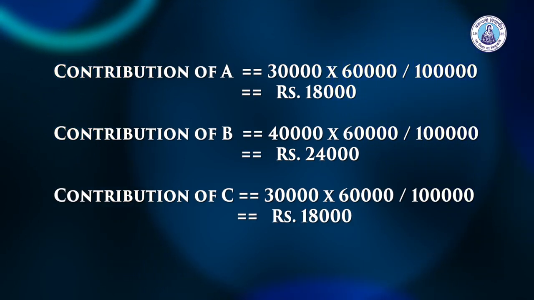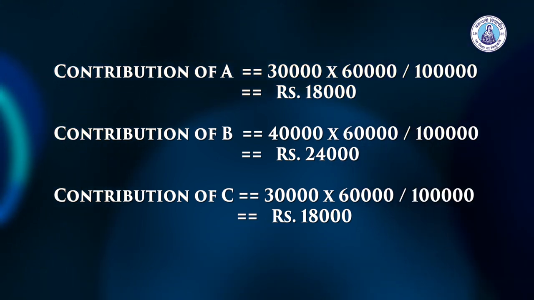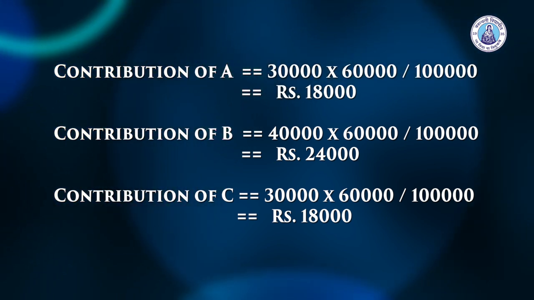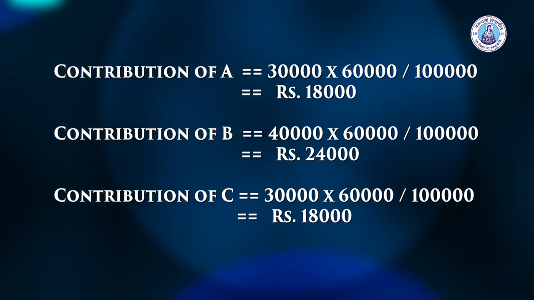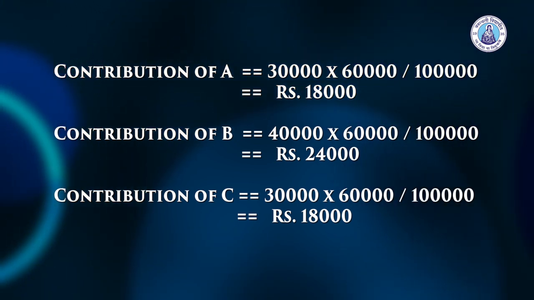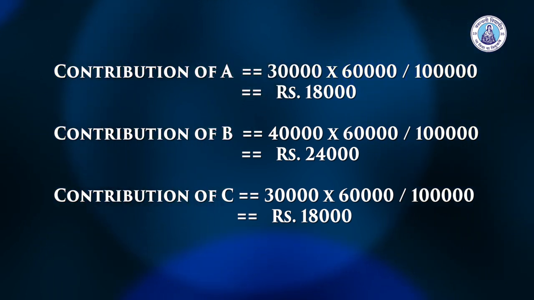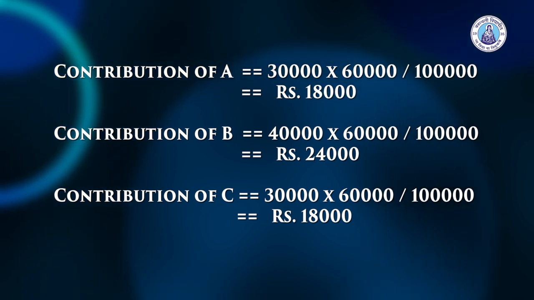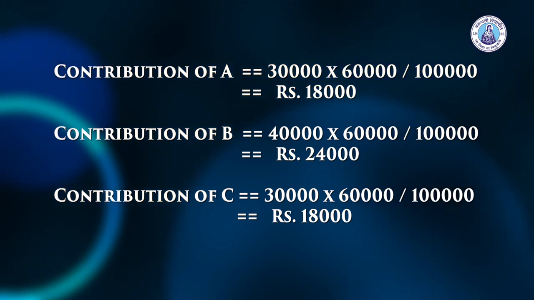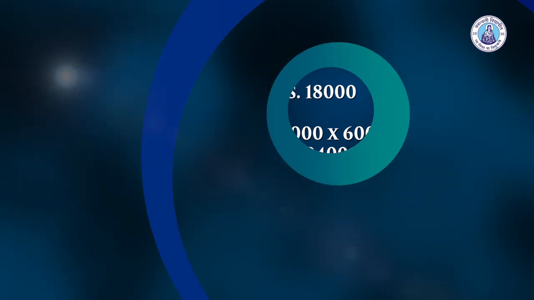The contribution of the three insurers would be calculated as: contribution of A is 30,000 into 60,000 divided by 1 lakh, which turns out to be 18,000. Similarly, the contribution of B would be calculated, and similarly the contribution is 24,000, and the contribution of C would be calculated on a similar line, which is 18,000. Let us say that company A pays the entire amount to Mr. P, then company A is entitled to recover rupees 24,000 from company B and rupees 18,000 from company C.